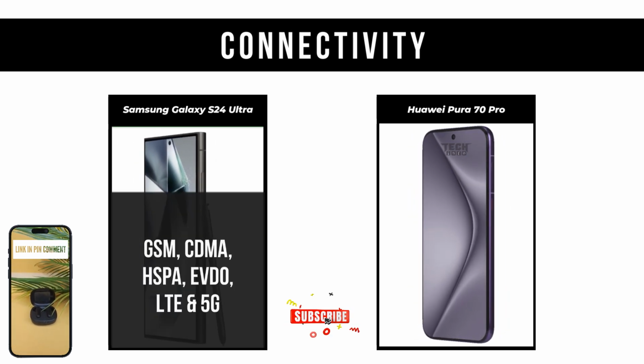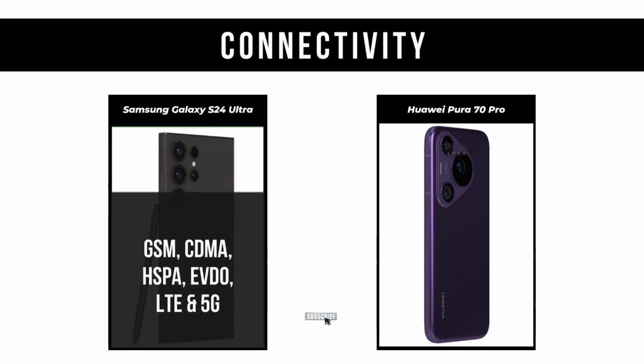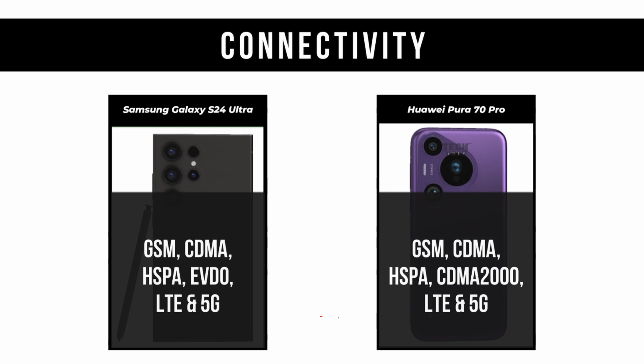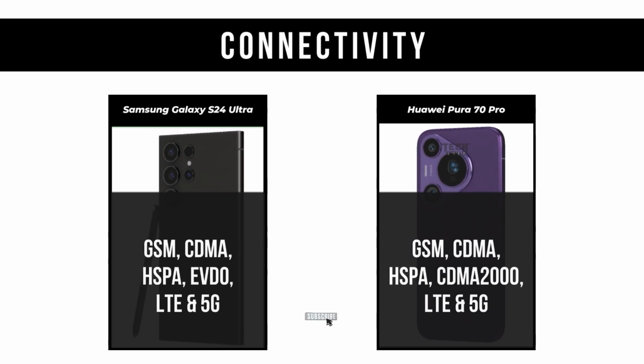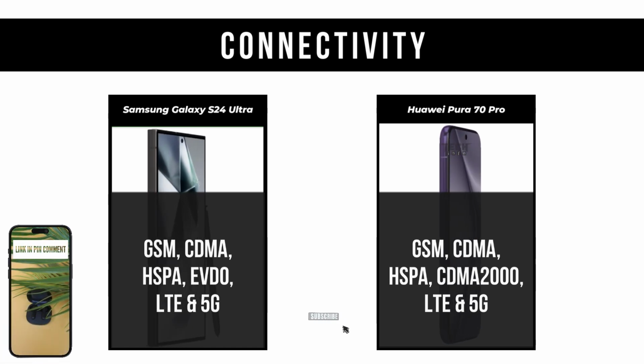Connectivity. Samsung Galaxy S24 Ultra is GSM, CDMA, HSPA, EVDO, LTE, and 5G. Huawei P70 Pro is GSM, CDMA, HSPA, CDMA 2000, LTE, and 5G.